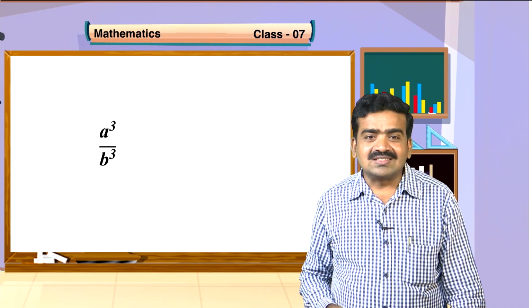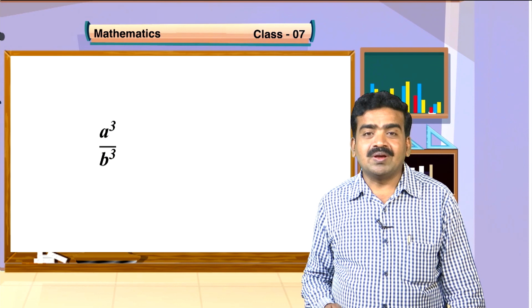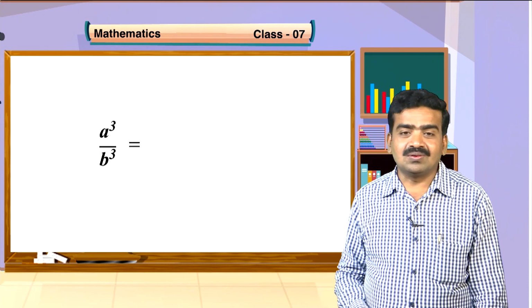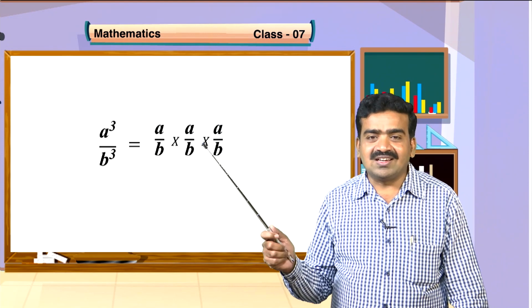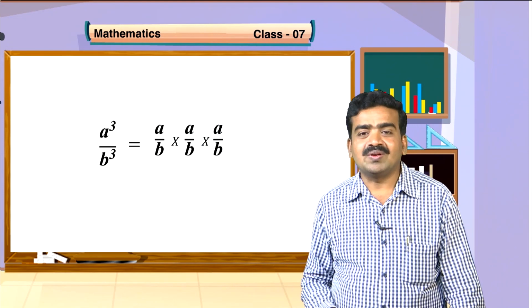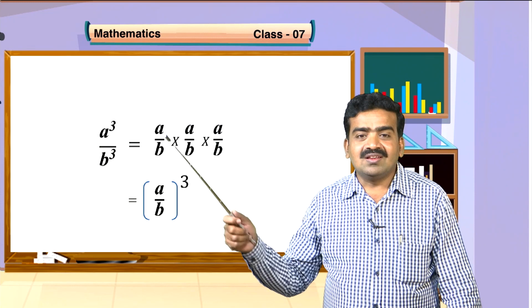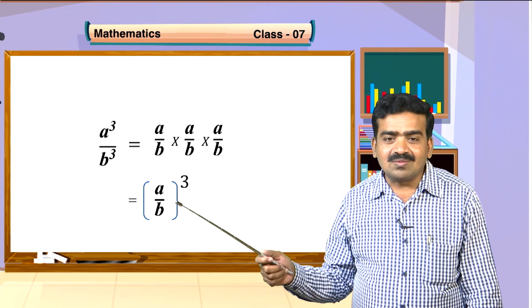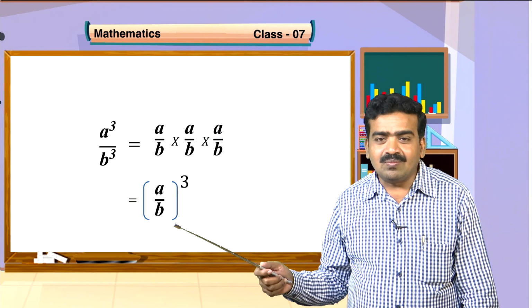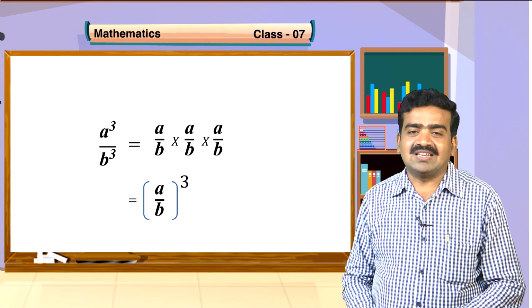What about in this case? a cubed divided by b cubed, which is equal to how many times? a is repeated 3 times. What about b? b is also repeated 3 times. So, here a by b is repeated 3 times. Therefore, that can be written as a divided by b to the power of 3.